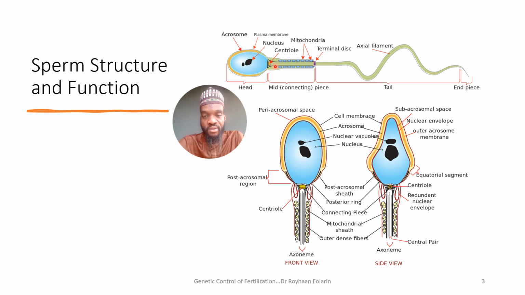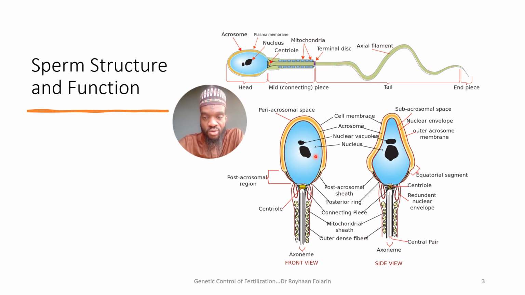And then in the mid piece, you can see the mitochondria spread around. And what you have in the middle here is the axoneme, and here is the centriole right here, which we'll see further. So down here you have the terminal disc, which is the transition point between the mid piece into the tail region. Then you have the axial filament going there.